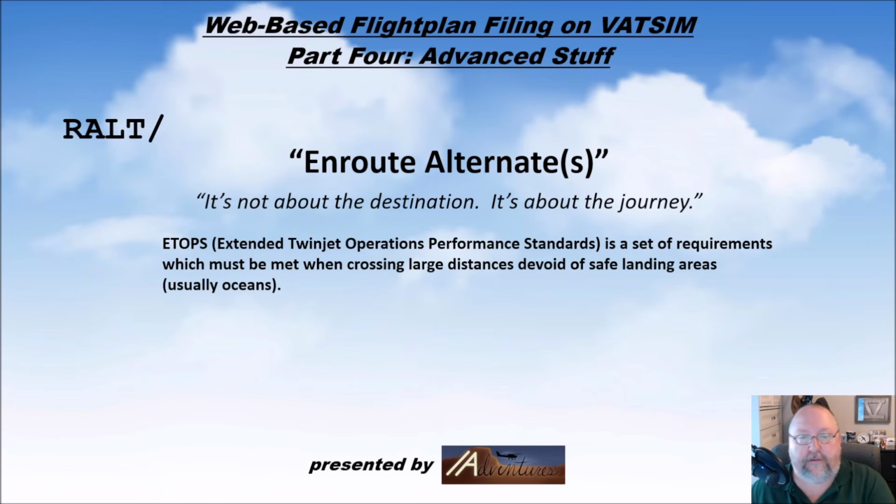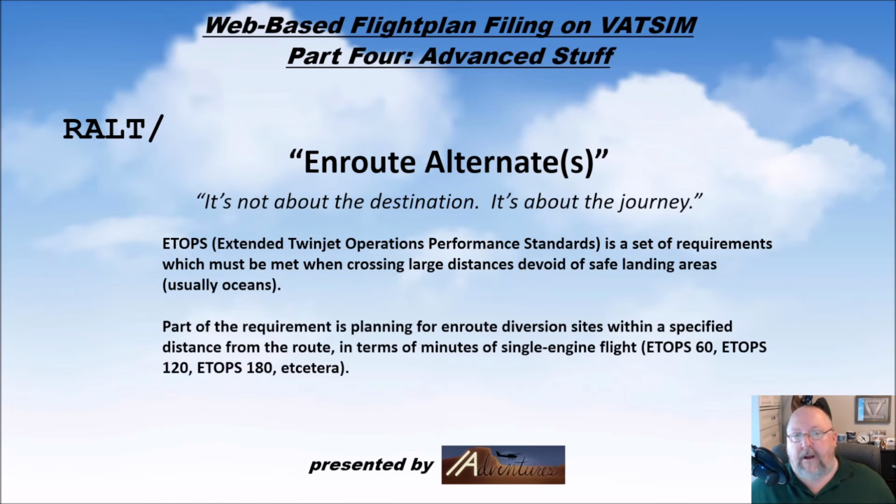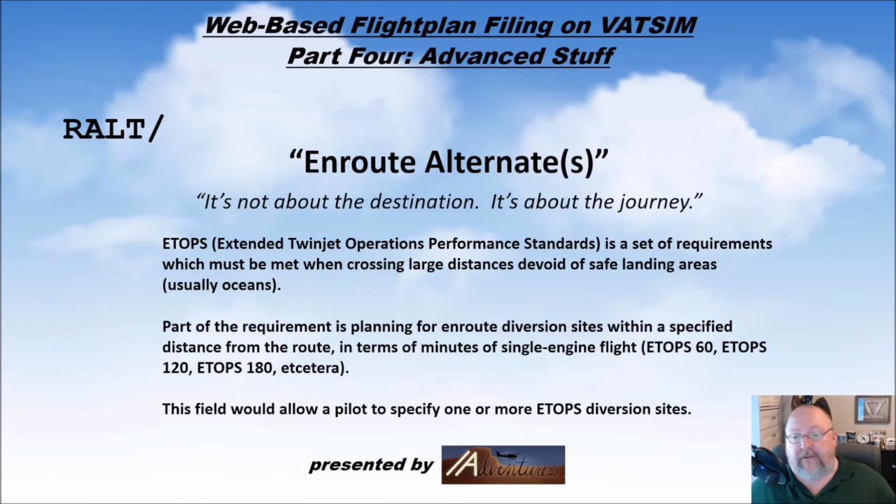It's a set of requirements that you have to meet when you're crossing large distances devoid of safe landing areas, such as oceans. And part of that requirement is that you plan for en route diversion sites that are within a certain number of minutes of your route as you go. And they have various categories of ETOPS certification, ETOPS 60 or 120 or 180 and so forth. So this would allow you to specify RALT/ the ICAO of one or more airports that you would plan to divert to if you encountered some sort of an emergency or lost an engine while you were over the ocean.